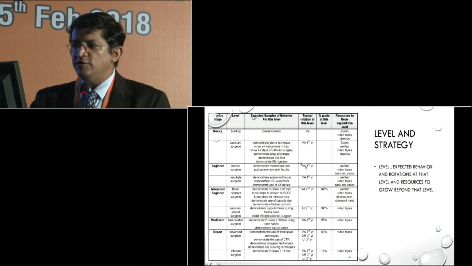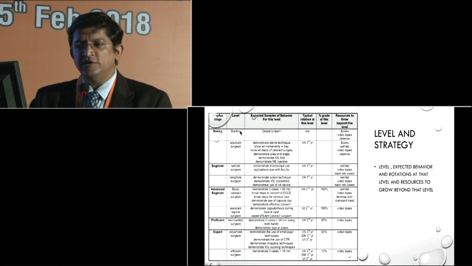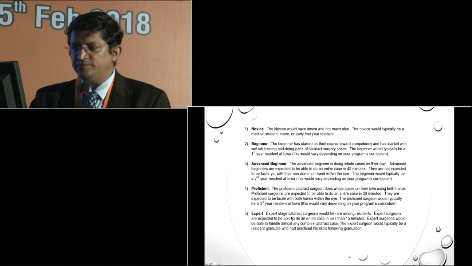Now this is from the University of Iowa, you look at the novice surgeon, the beginner, the advanced beginner, the proficient and the expert. So the proficient is a two-handed surgeon, an advanced surgeon is an efficient surgeon, and you look at expected behaviors from them. The desire to learn is there in the novice, demonstrate microscope use in the beginner, and advanced beginner demonstrates 5 cases less than 45 minutes. Then proficient demonstrates 5 cases less than 30 minutes using both hands. And then an expert is able to do even small incision, small pupils and other techniques.